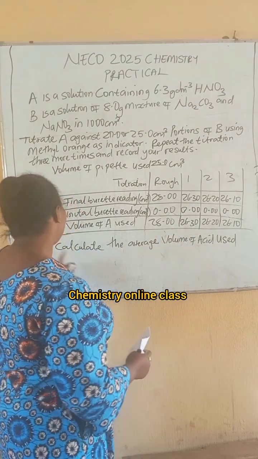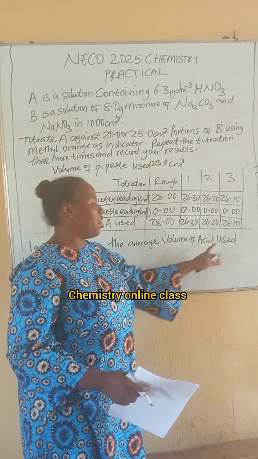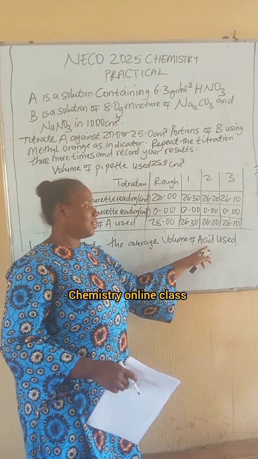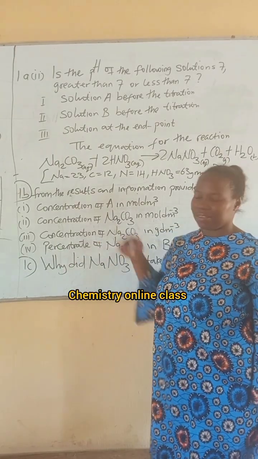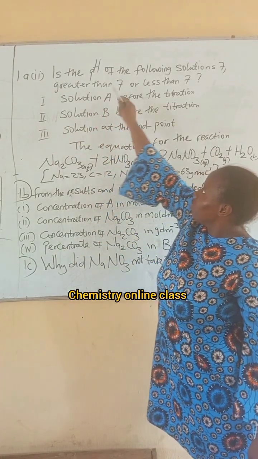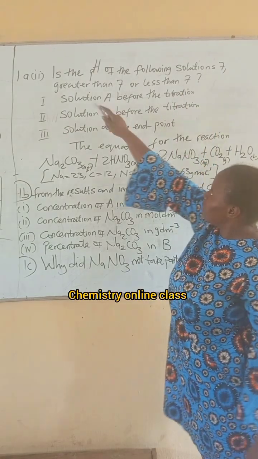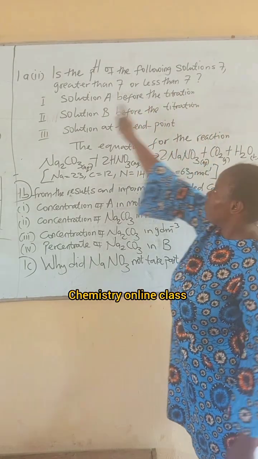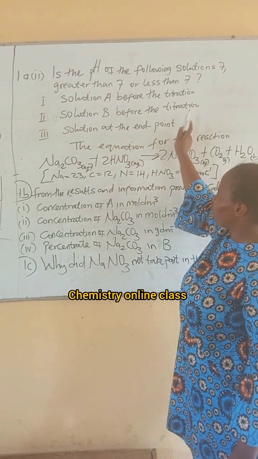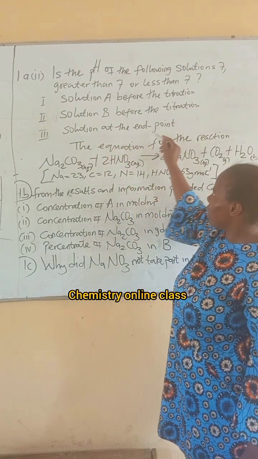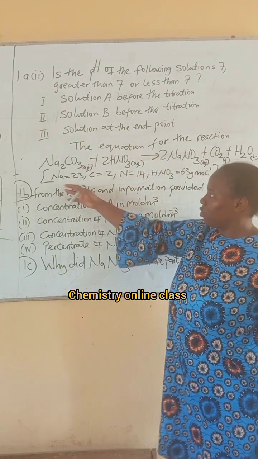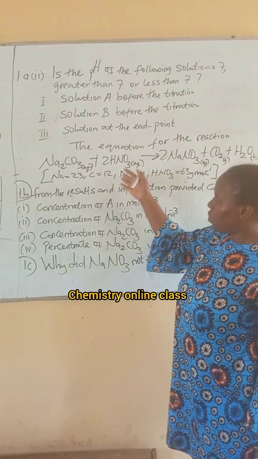The question says, calculate the average volume of A used. We are asked to calculate the average volume of acid used. Question 1a says, is the pH of the following solutions 7, greater than 7, or less than 7? That is solution A before the titration, solution B before the titration, and the solution at the end point. Now, this is the equation of the reaction. We have the atomic masses of the elements present in the compounds.